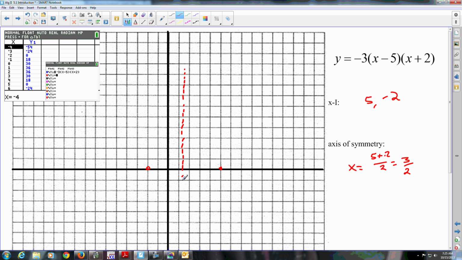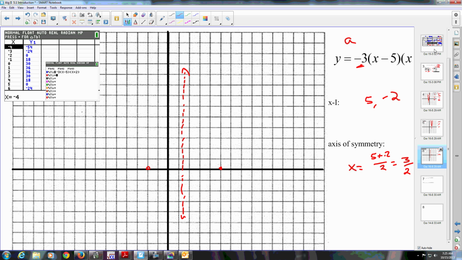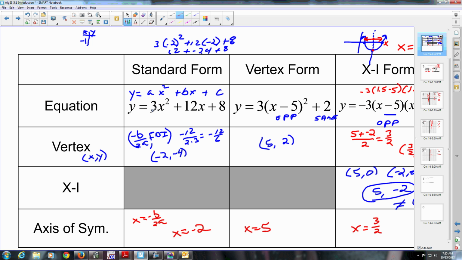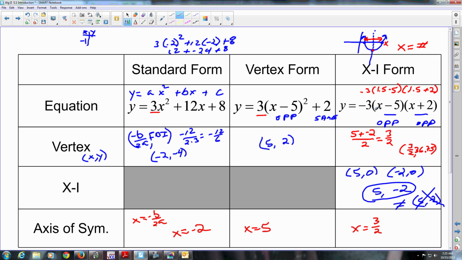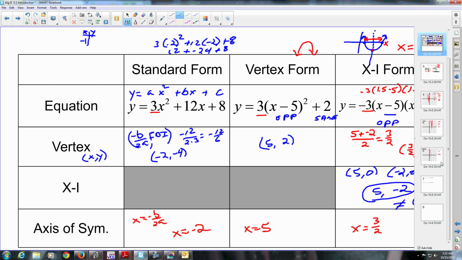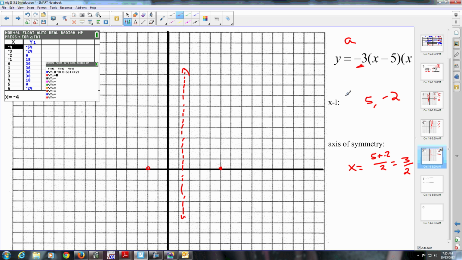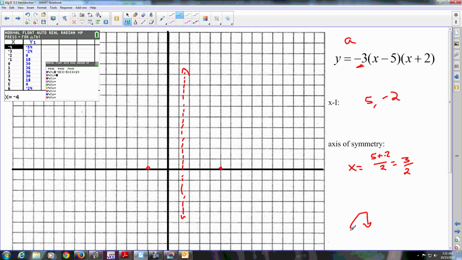Now, this one is different from the other ones in that our leading coefficient is negative. Whenever your leading coefficient is negative, so the value of A, if I jump back, the value of A is 3, A is 3, A is -3. When A is negative, your parabola is going to open downwards. Okay? So just so you're aware, this parabola is going to open down. We know that straight away. There's your axis of symmetry.